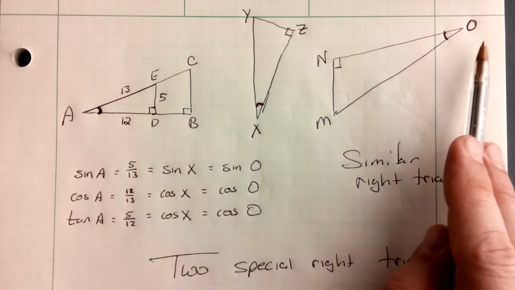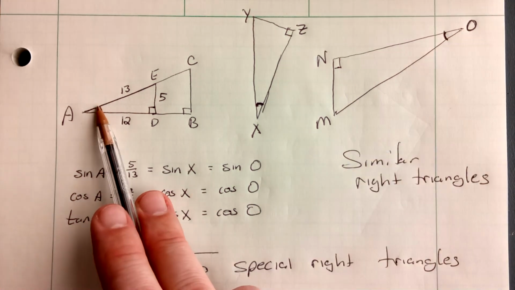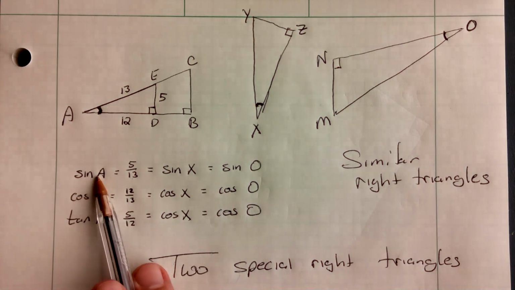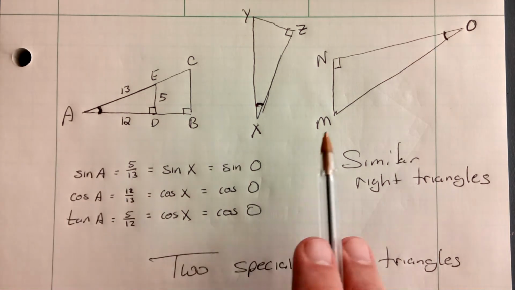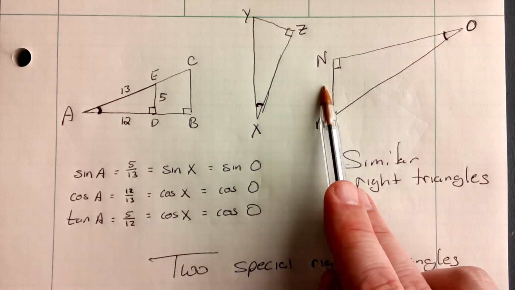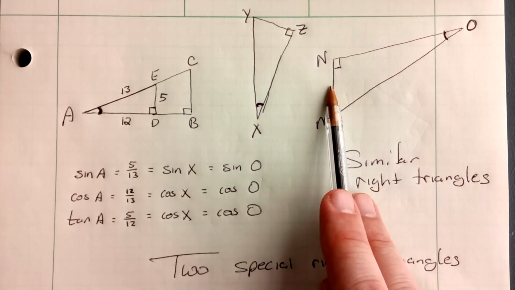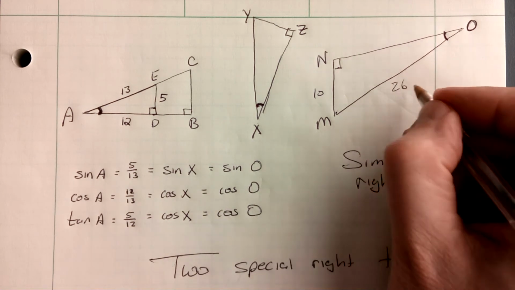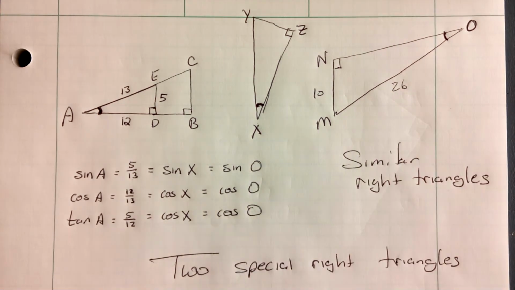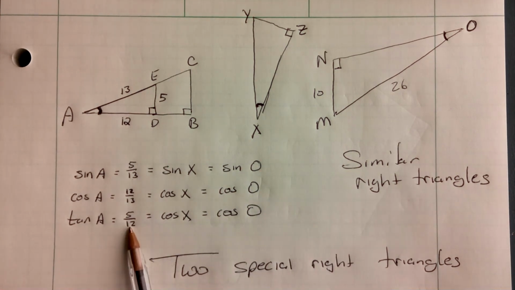Same thing over here. If angle O here is the same measure as angle A, then its sine is going to be the same. The sine of O is going to be the same as the sine of A. So that ratio of the opposite side over the hypotenuse is going to have a ratio of 5 over 13. It might not be 5, it could actually be 10, and this would have to be 26, but it would reduce to 5 over 13. So the ratios of similar triangles are going to be the same. That's actually a very simple lesson, and that should go very quickly.